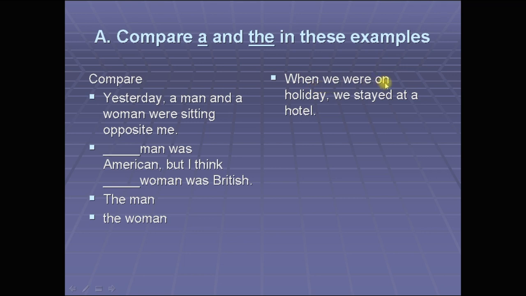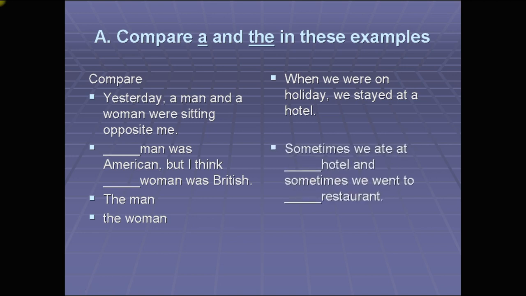Another example: "When we were on holiday, we stayed at a hotel." "Sometimes, we ate at blank hotel, and sometimes, we went to blank restaurant." Anong sagot? Correct, the hotel and a restaurant. "Sometimes we ate at the hotel and sometimes we went to a restaurant."